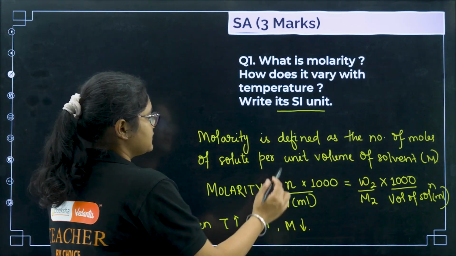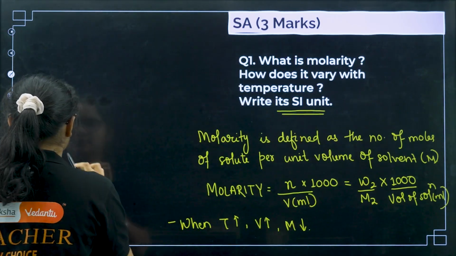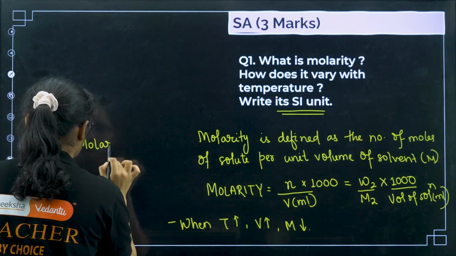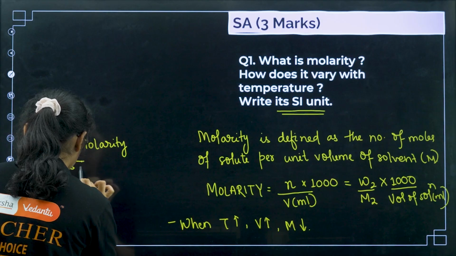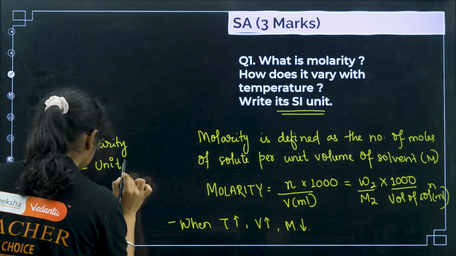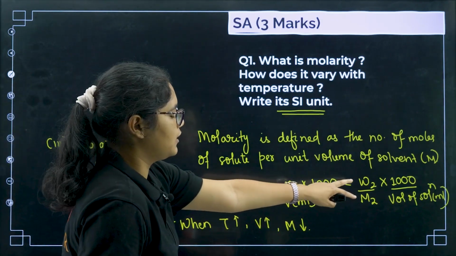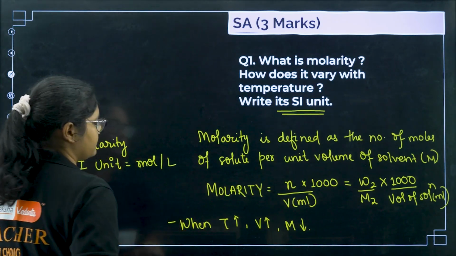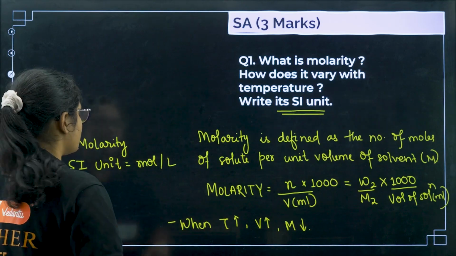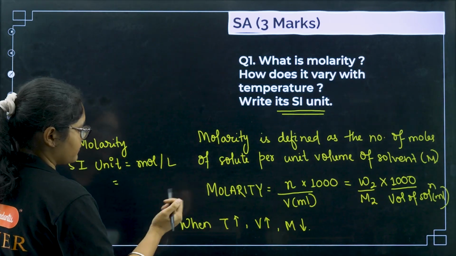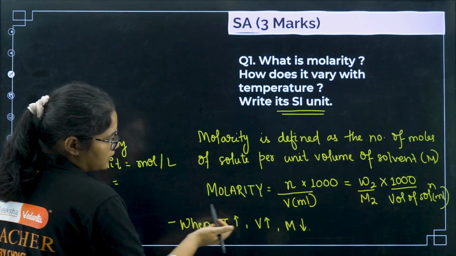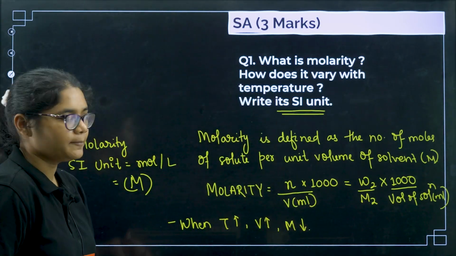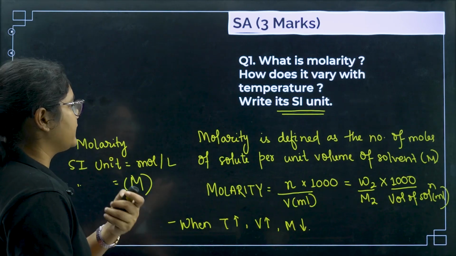Next, write its SI unit. So the SI unit of molarity is number of moles per liter. Moles per liter, or capital M is the denotation. You have to write in terms of moles per liter. Okay, clear this question?